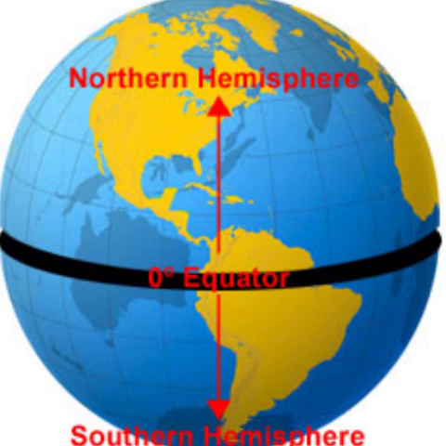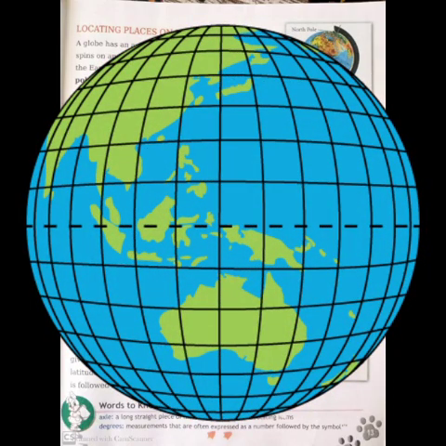The half of the earth above the equator is called the northern hemisphere and the half below the equator is called the southern hemisphere. A globe or a map has several lines drawn on it. In reality, there are no lines on the earth's surface. These are imaginary lines that help us to find the absolute location of a place on the earth's surface.